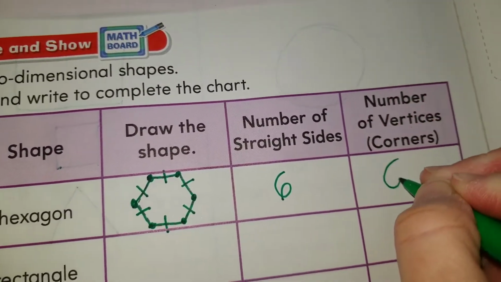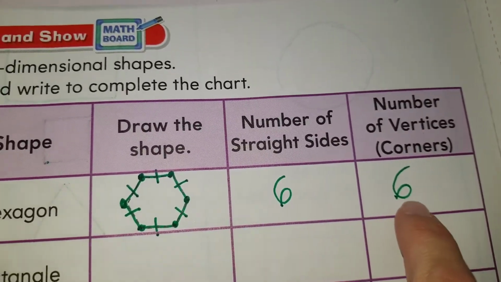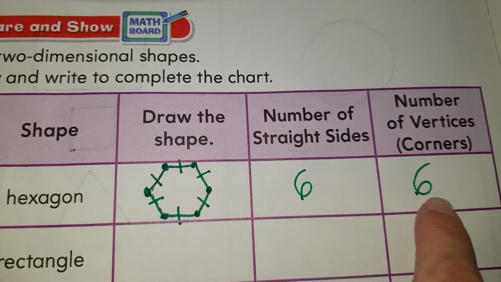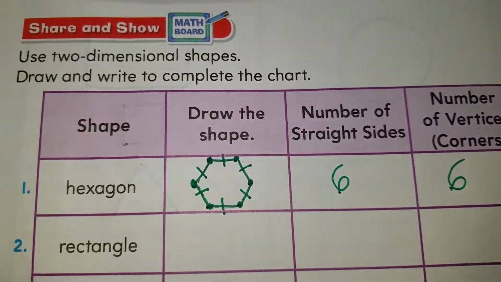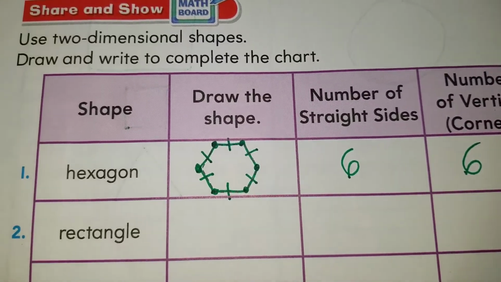So el número de lados es igual al número de vertices. That applies for every shape. The number of sides is the same number of vertices on every shape.